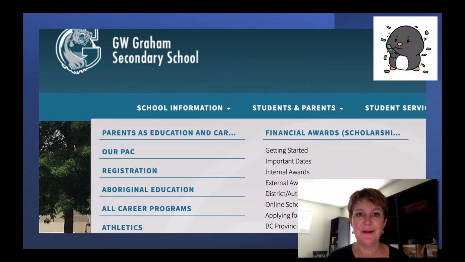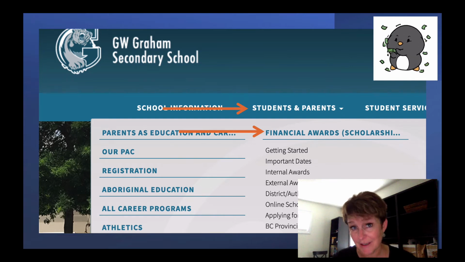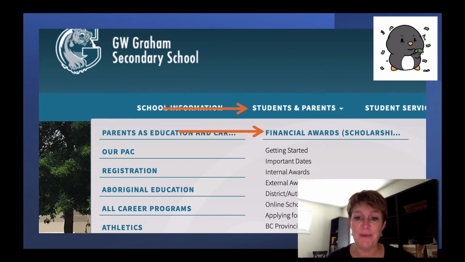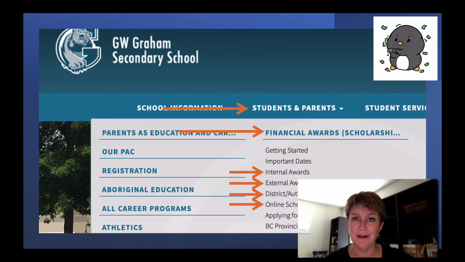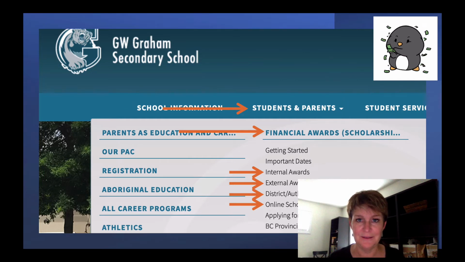All right, to explore scholarship and bursary opportunities this week, you are going to go to the GW website, and under Students and Parents, you'll find a section on financial awards. Now, you don't need to worry about the deadlines and filling out applications this year because you're not in grade 12 yet, but you can explore the internal awards, external awards, the district authority and Coast Capital awards to see what some of the options are so that you can begin to think about what actions you can take now to make yourself a stronger candidate.